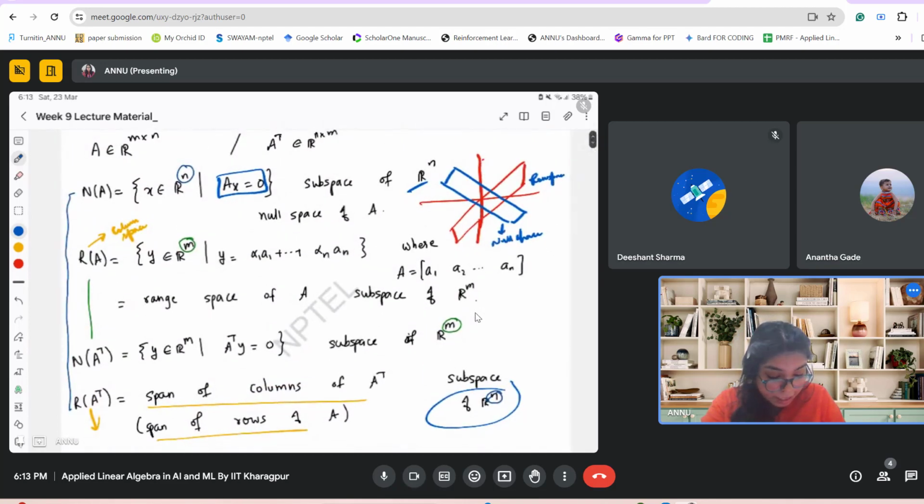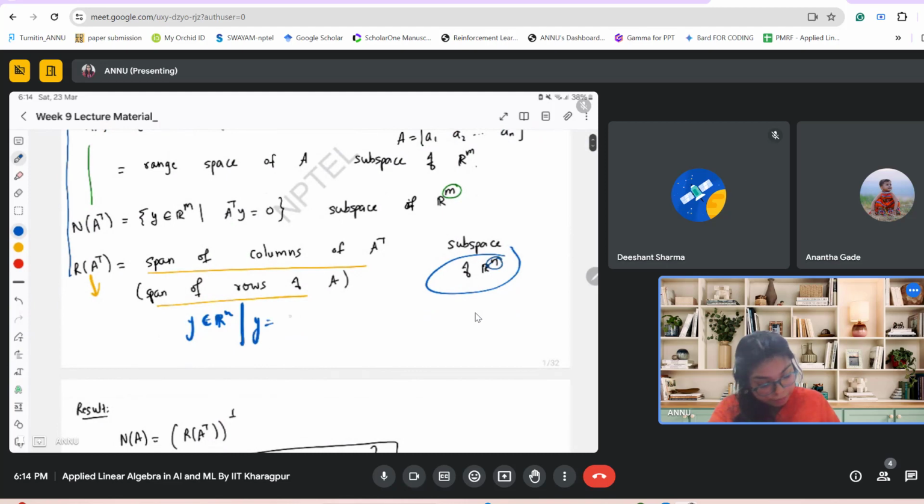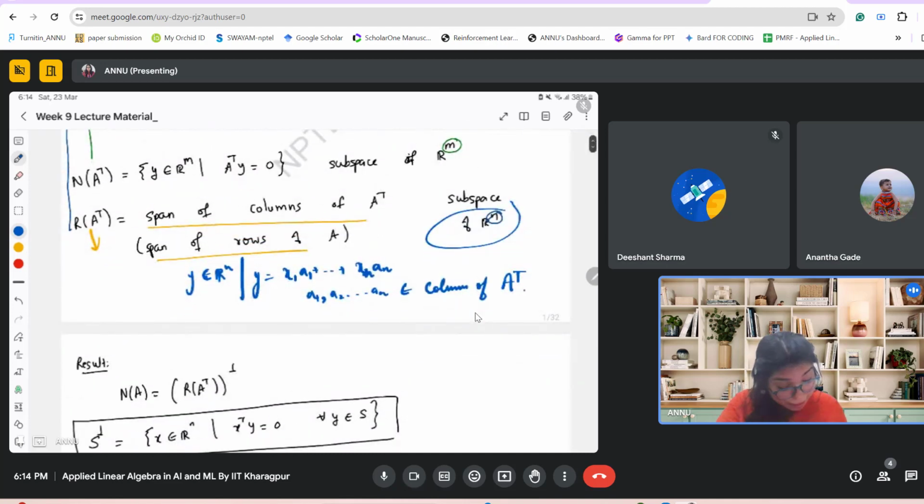Here y equals a linear combination of columns of A transpose. Here a linear combination of columns of A is there, but if you talk about the range space, it will be y belongs to R^n such that y equals x1 a1 plus so on plus xn an, where a1, a2, so on an are columns of A transpose. Okay, so this is the basis of it.